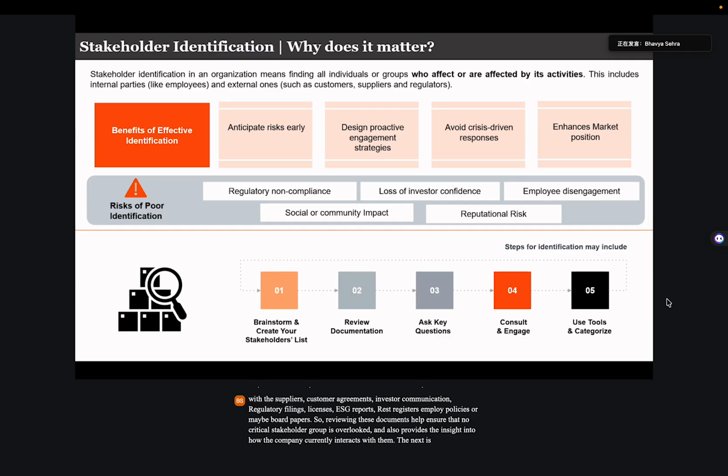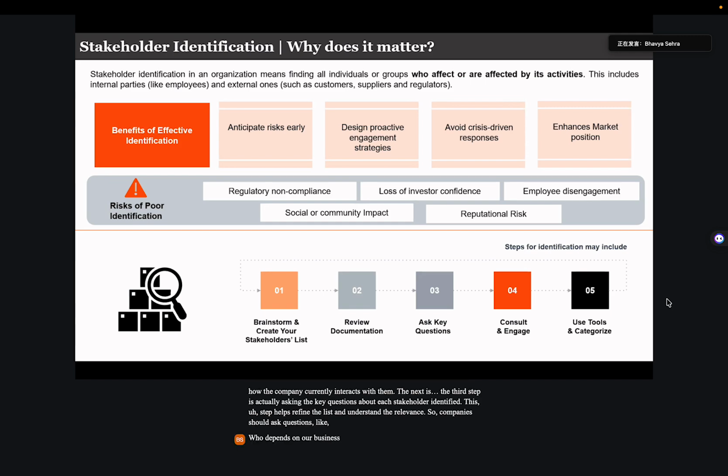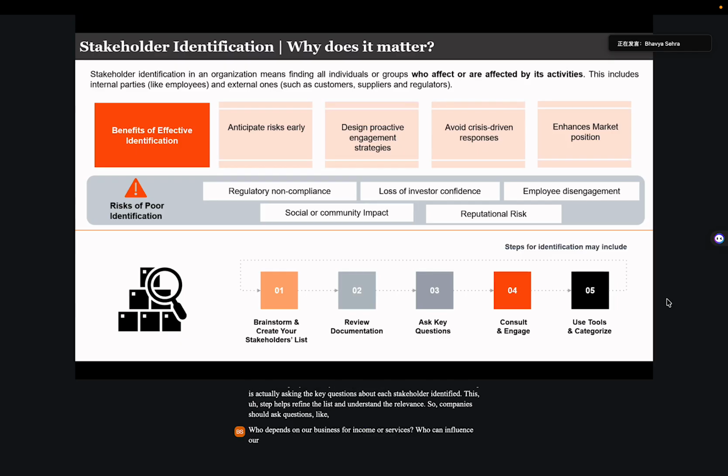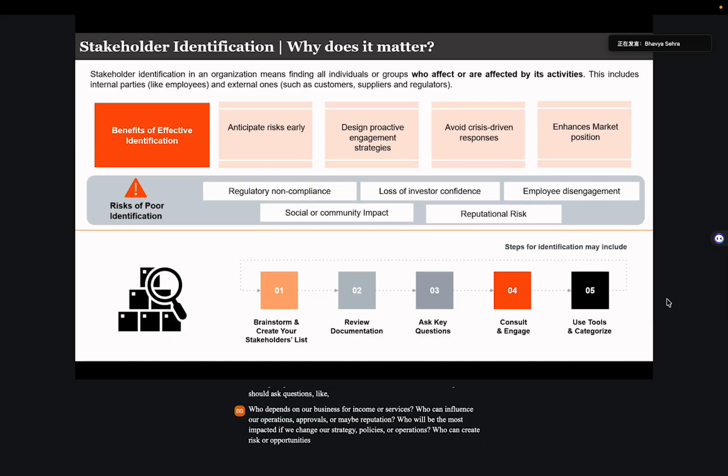The third step is asking the key questions about each stakeholder identified. This step helps refine the list and understand the relevance. So, companies should ask questions like: who depends on our business for income or services? Who can influence our operations, approvals, or maybe reputation? Who will be the most impacted if we change our strategy, policies, or operations? Who can create risk or opportunities for the company?